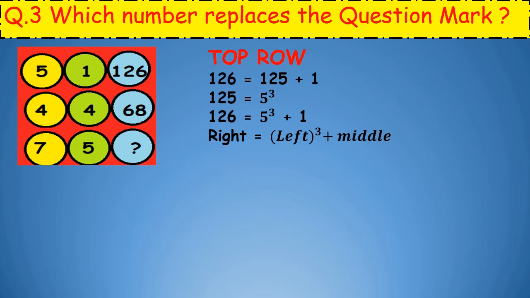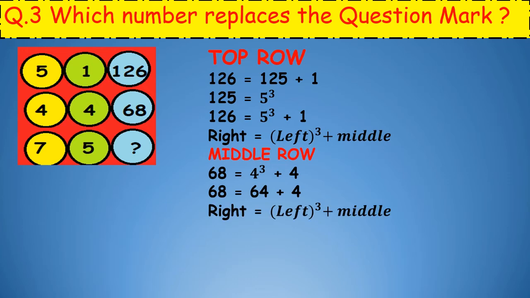In the middle row, we have at the right column 68, which is nothing but equal to 4 cube plus 4, or 64 plus 4. So here also we get this relationship. So now we get a formula that right equals left cube plus middle.